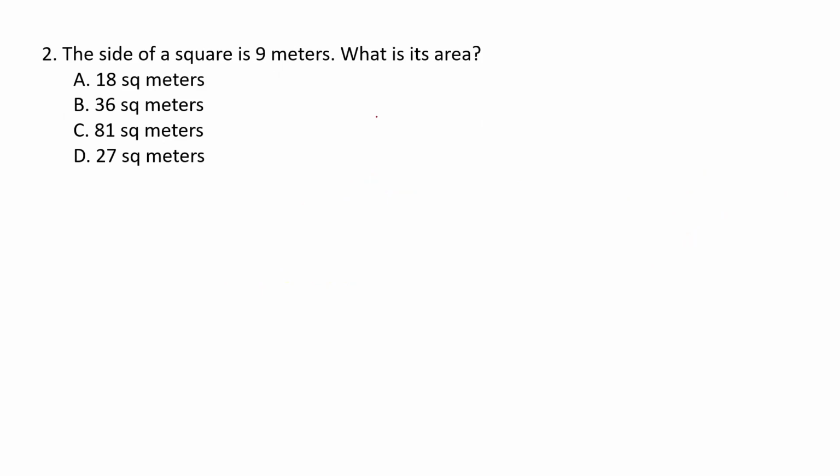Next problem. The side of a square is 9 meters. What is its area? First thing you have to revise, or refresh, is what is a square. Square, if you remember, is this type of shape where all sides are equal. That is why they have given only one side. So this length is 9, this length is also 9, this length is also 9, this length is also 9. All sides are equal. What is its area?